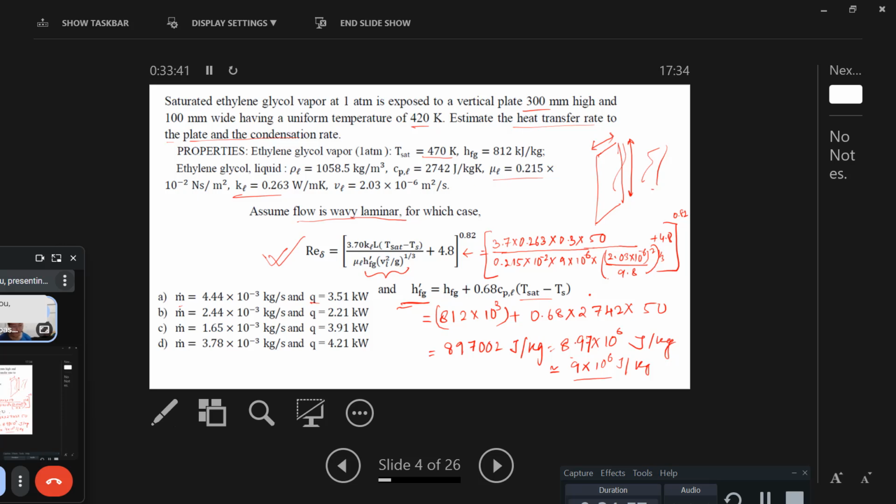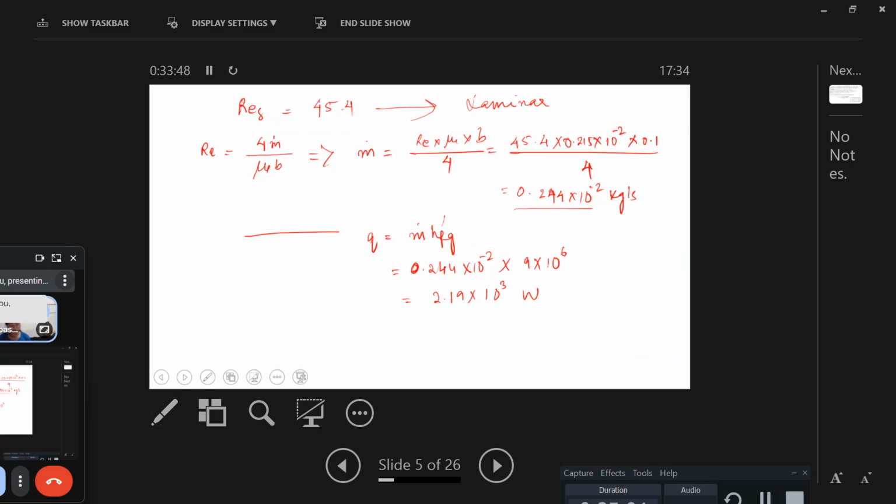So it should be 5, I guess. This should be 5. And this is the correct answer. So 2.19 kilowatt. Okay, this is the final answer.